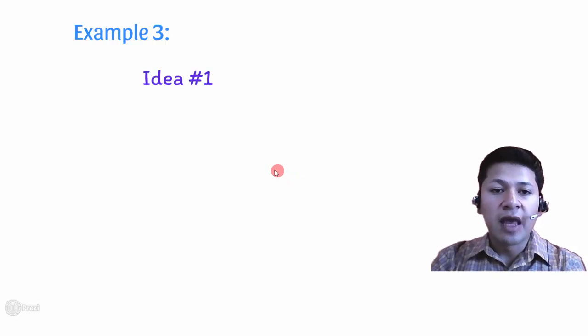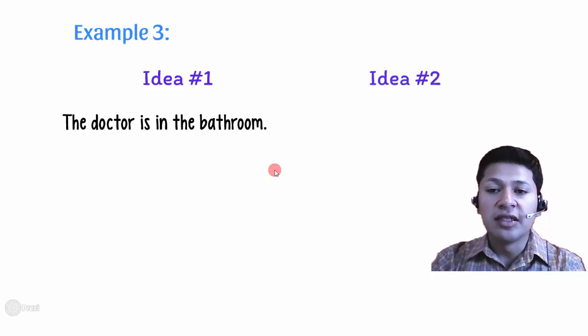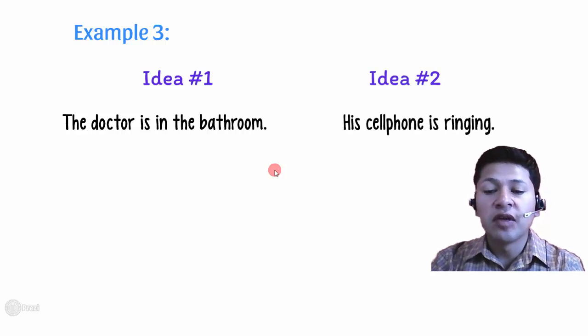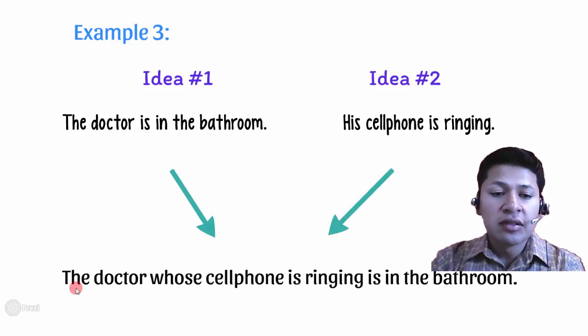Example number 3. Idea number 1, the doctor is in the bathroom. Idea number 2, his cell phone is ringing. If we combine the two ideas, we get the sentence, the doctor, whose cell phone is ringing, is in the bathroom. Whose cell phone is ringing is the relative clause.